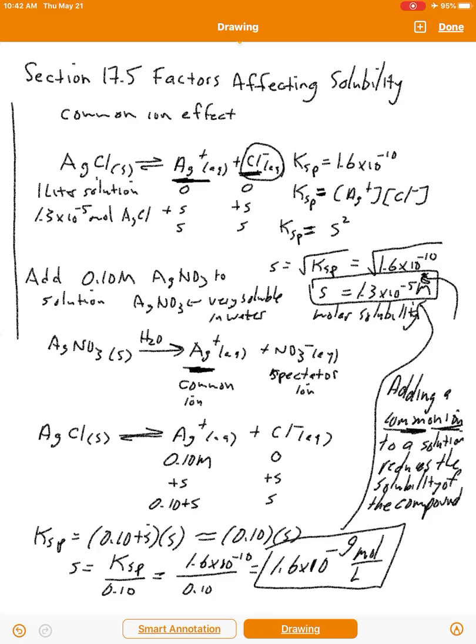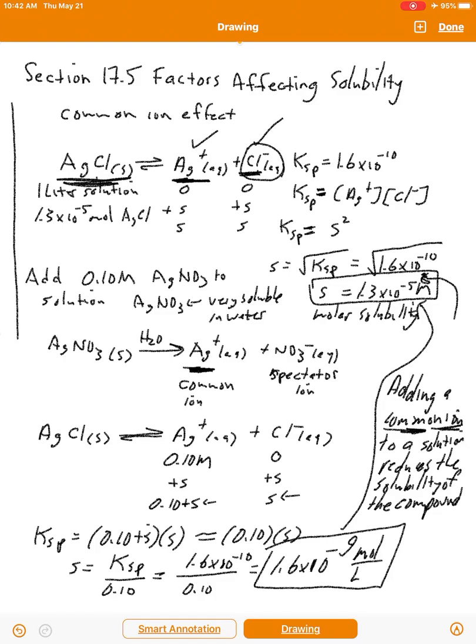Had we, instead of dissolving 0.1 molar silver nitrate, dissolved 0.1 molar sodium chloride, it would have had the same effect, because now we would have had 0.10 plus S over here, and this would have been S over there. It just mathematically would have worked out to be the same answer, 1.6 times 10 to the minus 9. So adding one or both of these common ions will reduce the solubility of the compound we're studying.